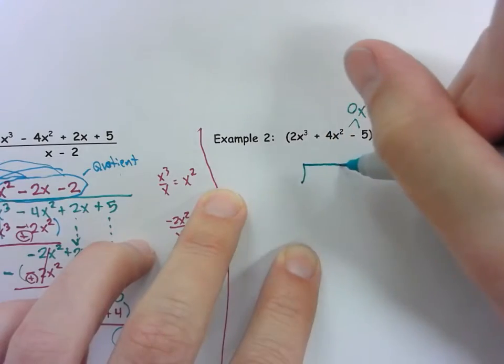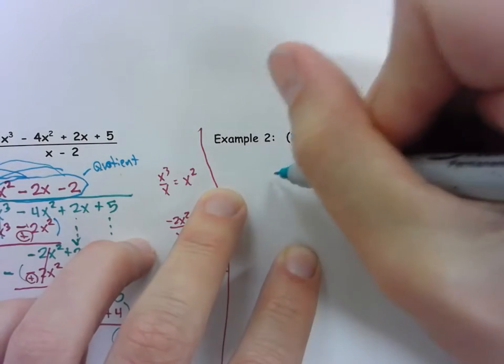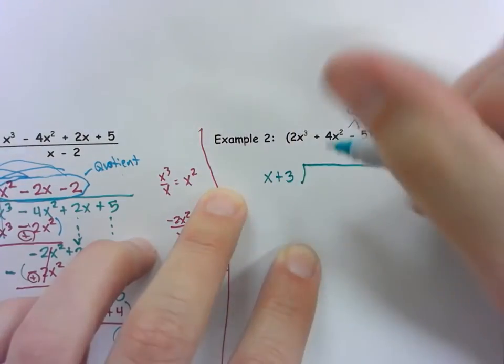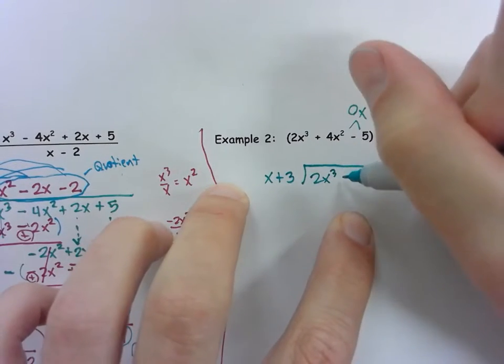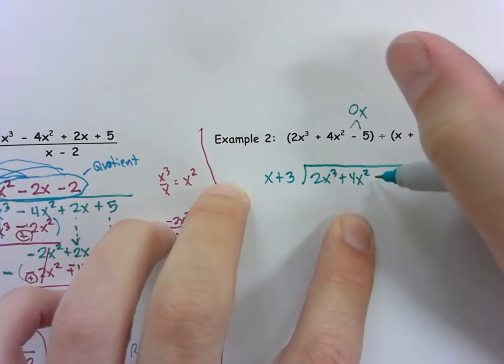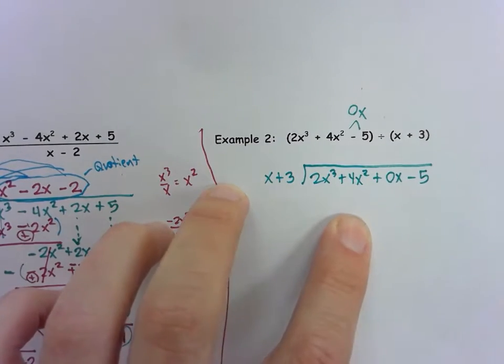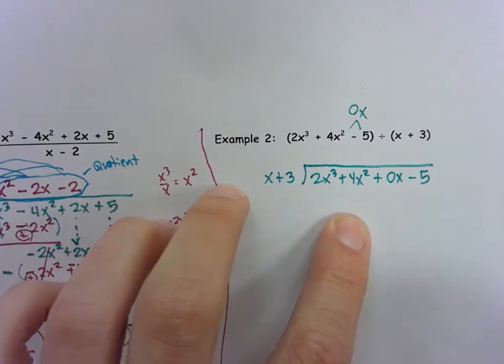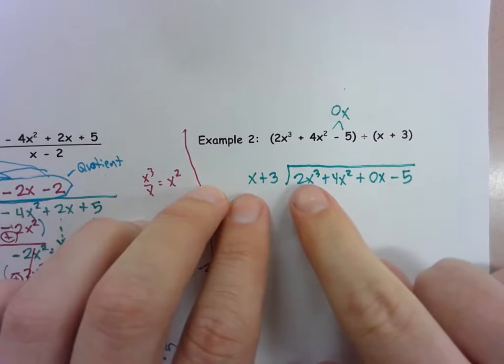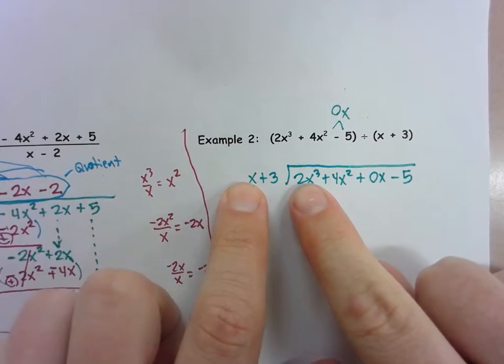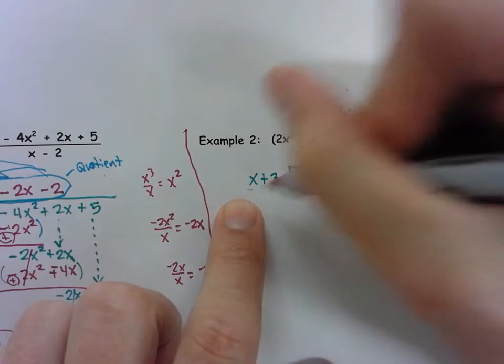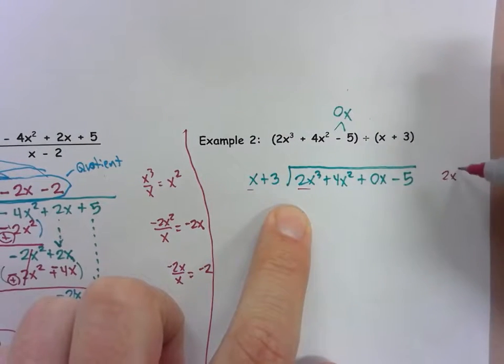So we're going to say divided by x plus 3 on the outside, 2x cubed plus 4x squared plus 0x minus 5. Let's repeat the process for dividing. So we have 2x cubed. How many times does x go into 2x cubed? Well, that's going to be 2x squared.